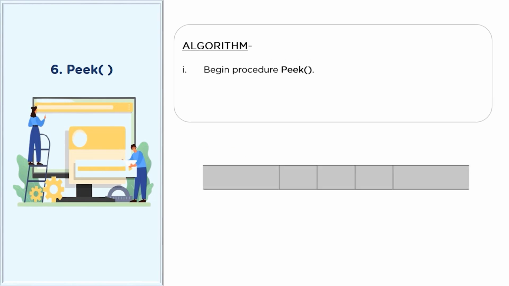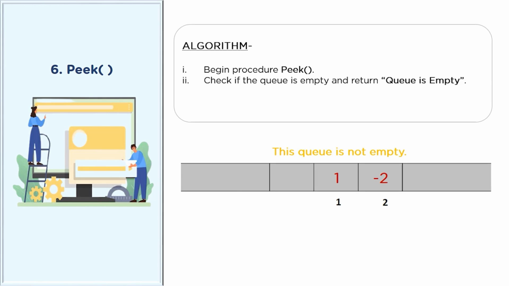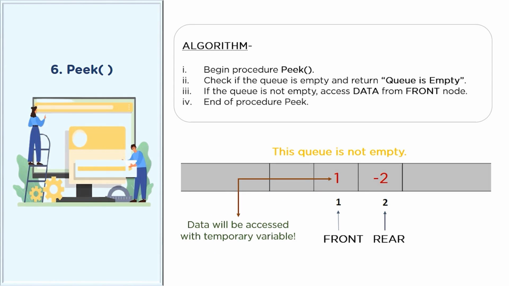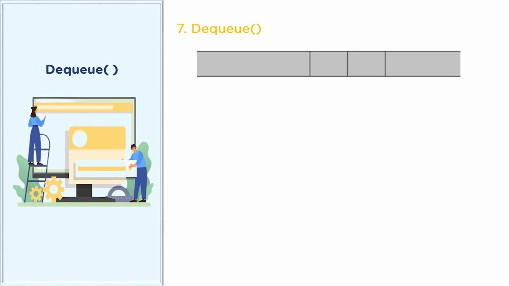Next up is peek operation. In this operation, the element at the front node will be accessed without deleting it. The algorithm for this operation begins with checking if the queue is empty or not. If the queue is not empty, then data at the front node will be accessed with a temporary variable and printed on the screen. Advancing further, let's perform 2 more dequeue operations here.